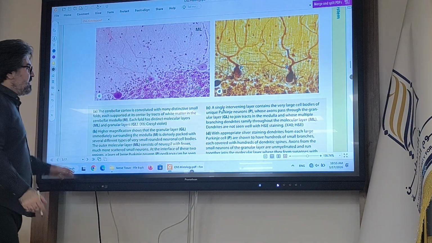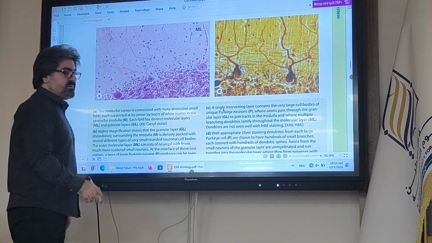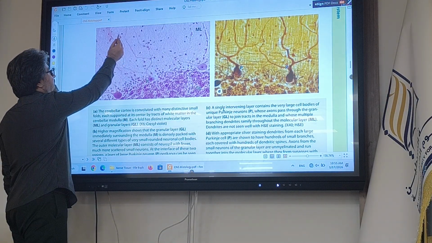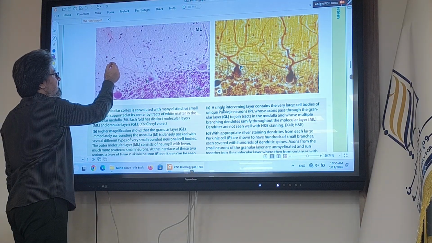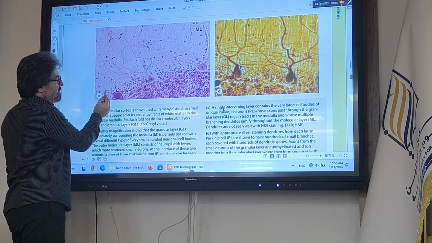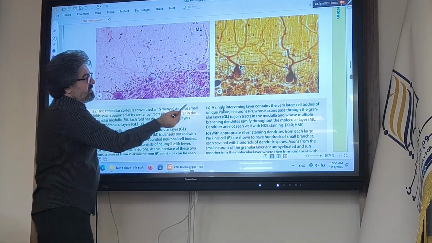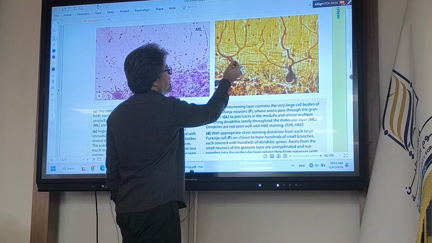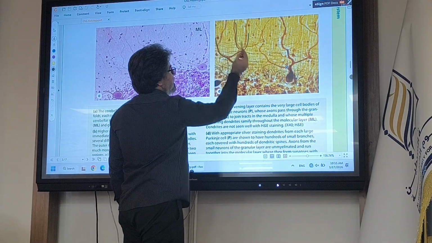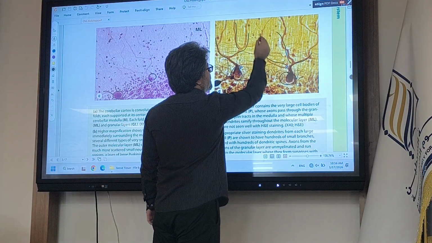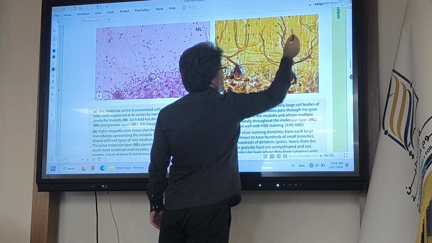Look at this picture here, you can see the cortex of cerebellum with higher magnification. This layer with scattered cell bodies is the molecular layer, and here you can see a large Purkinje cell. These are dendrites. Here is another Purkinje cell with several dendrites.